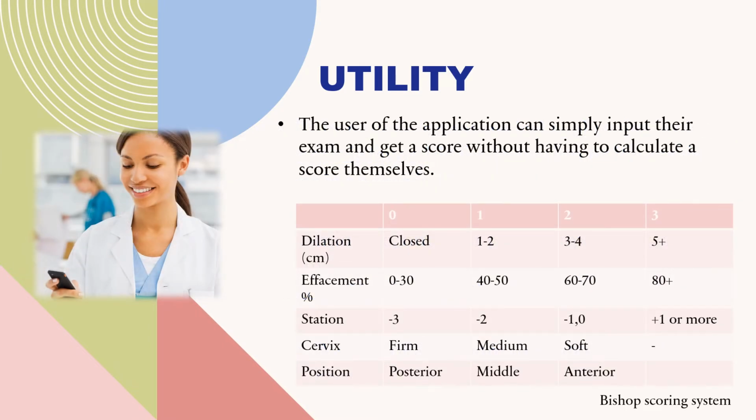This is a table outlining the Bishop scoring system. There are 5 categories with a score of either 0 to 3, depending on the patient. So it looks at dilation, effacement percentage, the station of the baby in the pelvis, the cervical condition, and the position of the cervix.